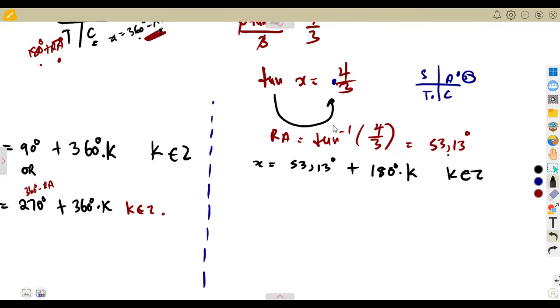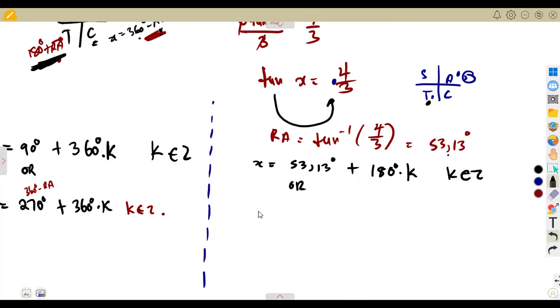Then the other part: tan is also positive in the third quadrant, and we saw that in the third quadrant it's 180 plus the reference angle. So you can also consider that. This is the mother of all solutions that we have. Where this tan is positive, you have to consider that. So tan is positive in the third quadrant, which is 180 plus the reference angle.